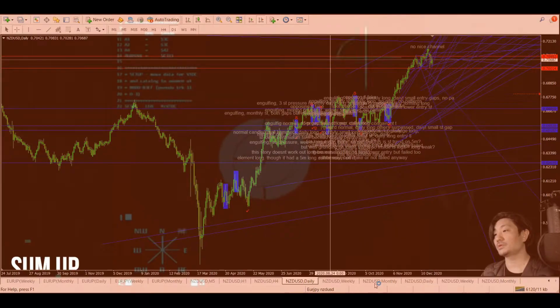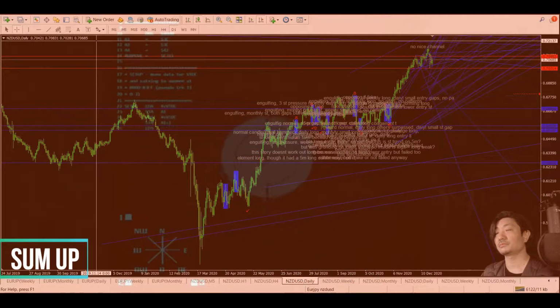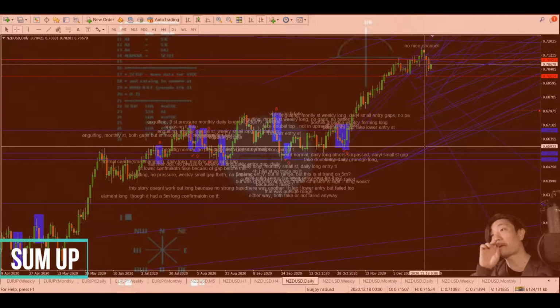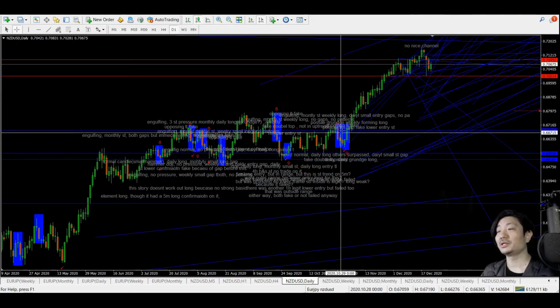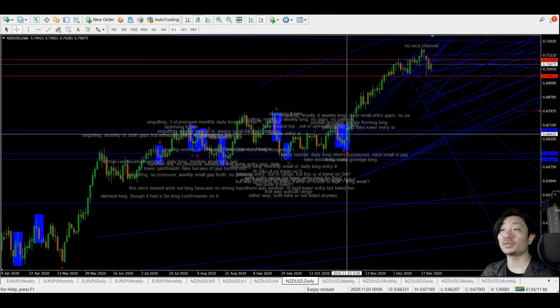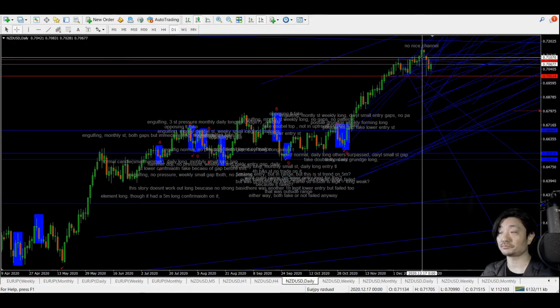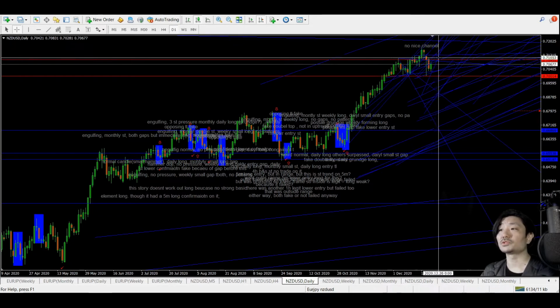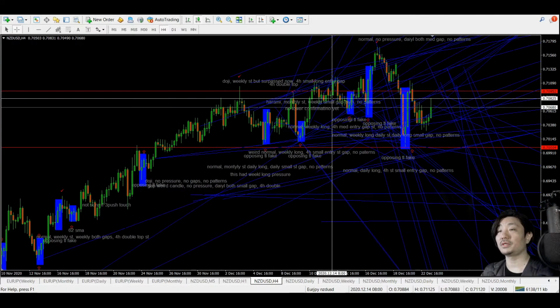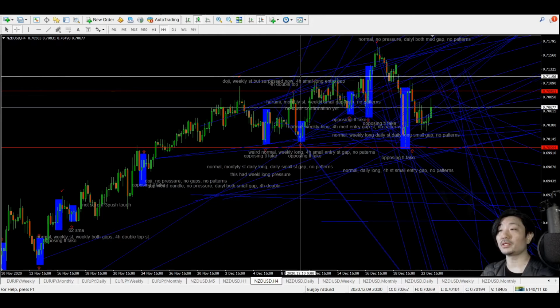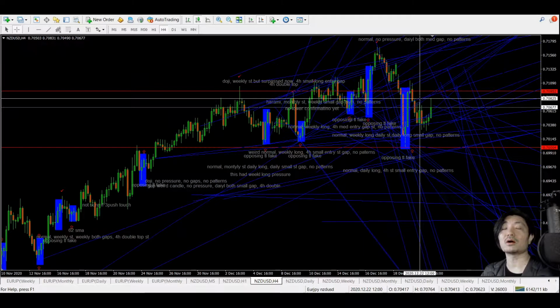Okay, so to sum up the NZD USD, I'm basically just repeating it. This is a daily long, but it's weak. It just went on momentum. So we're looking for a short right back down to 65.87. For the time being, momentum is waning a little, but there's still a little bit of momentum long.